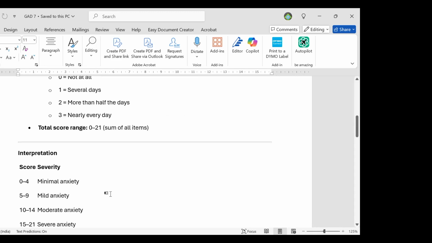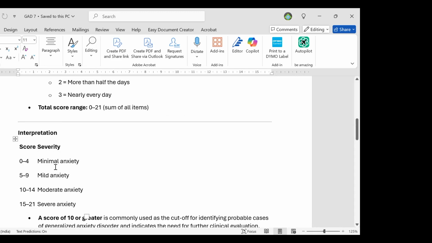And how do we interpret? 0 to 4 is minimal anxiety, 5 to 9 is mild anxiety, 10 to 14 is moderate anxiety. And now this gentleman has a score of 11 that fits into moderate anxiety.